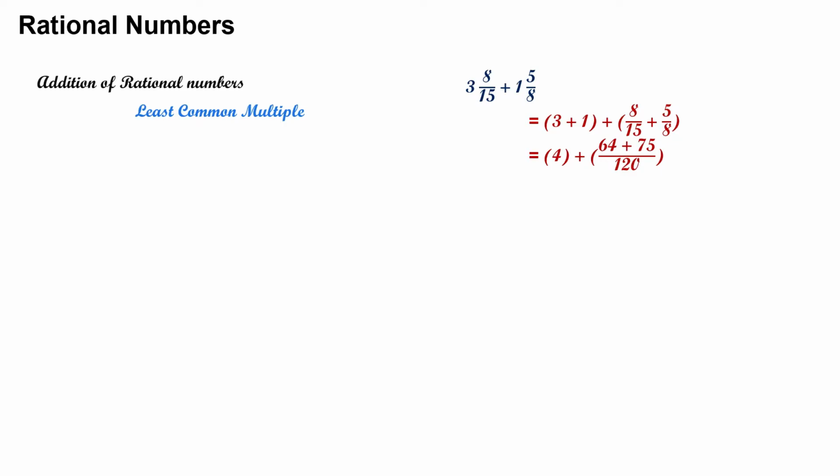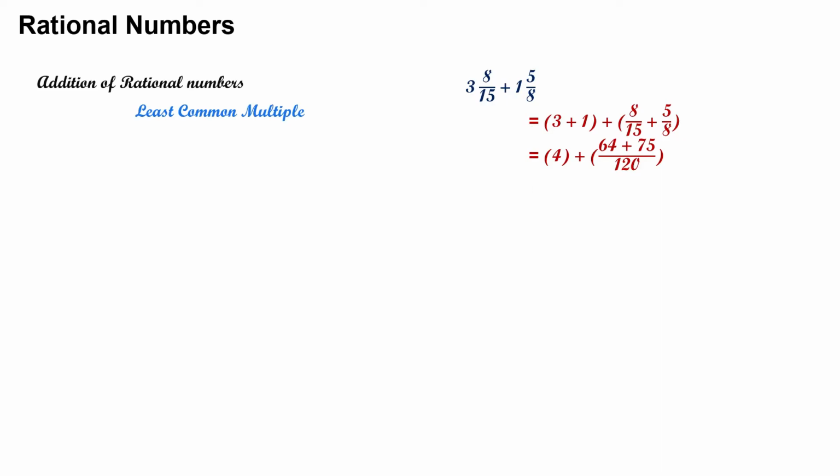Then you divide 120 by the denominator, and the resultant answer will be multiplied with the numerator, that is 8 in this case. So you divide 120 by 15, the answer is 8. You multiply that with 8 in the numerator, the answer is 64. And for the second bit, we have 5 over 8. You divide 120 by 8, the answer is 15. And you multiply 15 by 5, the answer is 75.